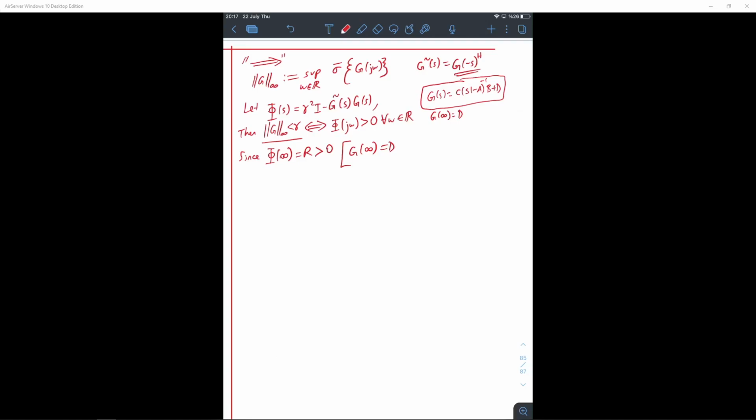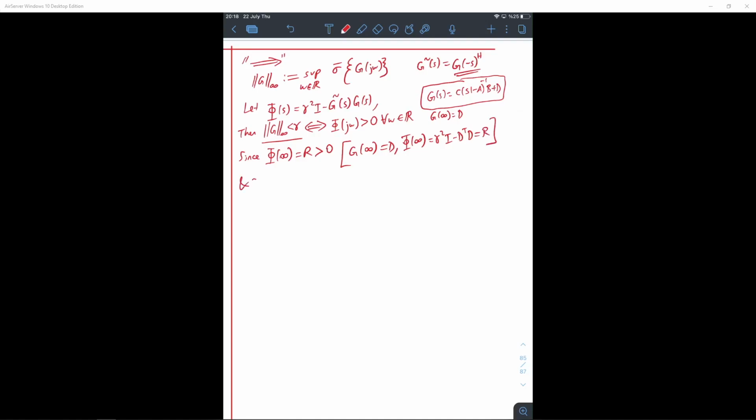using that definition or information and this definition, we are going to have phi of infinity equals gamma square identity minus d transpose d, right? D transpose d. Here g tilde infinity and g infinity, right? And they're all right, d and d transpose equals r.